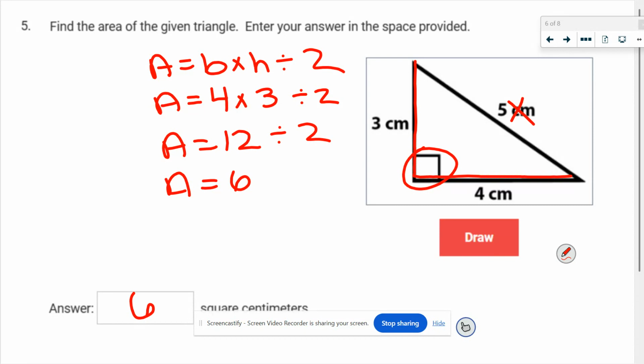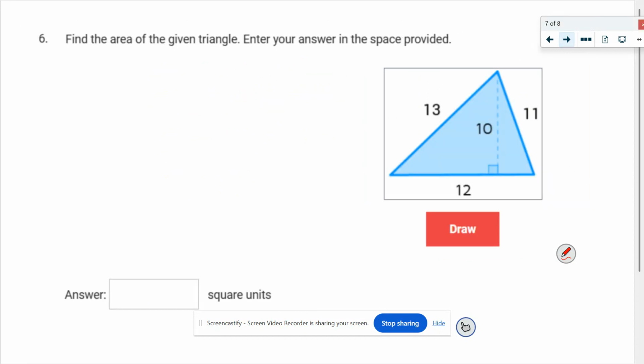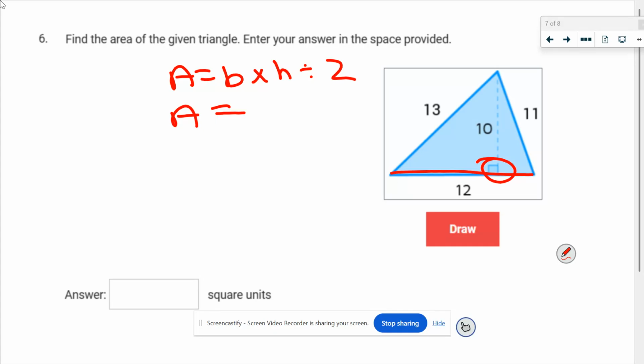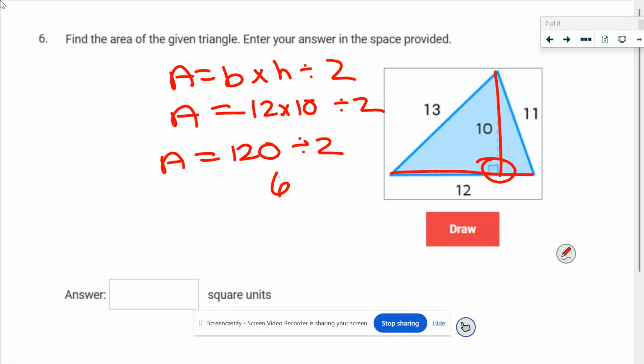All right, let's go to our final problem. Find the area of the given, actually we have 2 more. Find the area of the given triangle, enter your answer. First thing we need to do is write our formula. Base times height divided by 2. Look for that right angle. The right angle is made of the base of 12 and the height of 10. 12 times 10 divided by 2. 12 times 10 is 120. 120 divided by 2 gives us 60 square units.